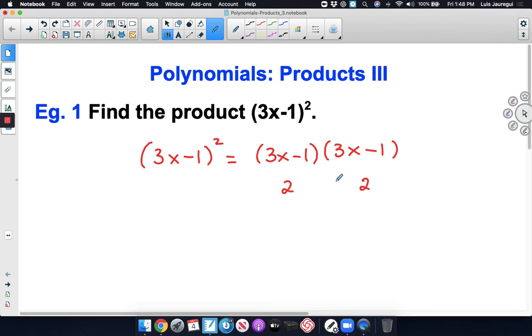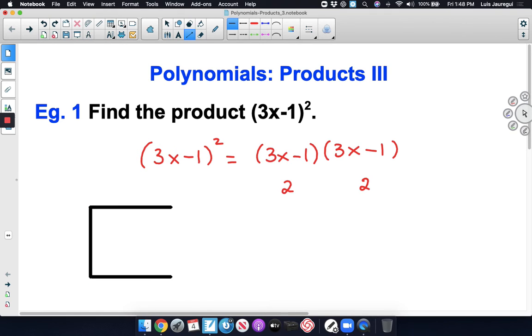So that means that once we are looking for an area model, we're going to have a rectangle of dimensions 2 by 2. So let's go ahead and create our area model. In this case, this is not a Punnett rectangle as any other. This happens to be a Punnett square because both dimensions happen to be the same. Notice that one of the dimensions is 3x - 1 and the other one is also 3x - 1. So we can say that this is indeed a Punnett square of dimensions 2 by 2.